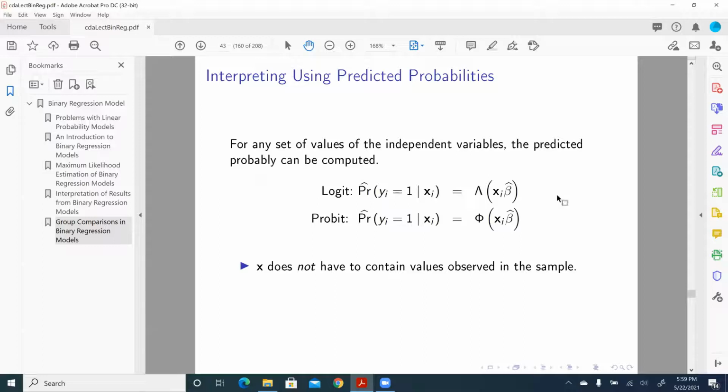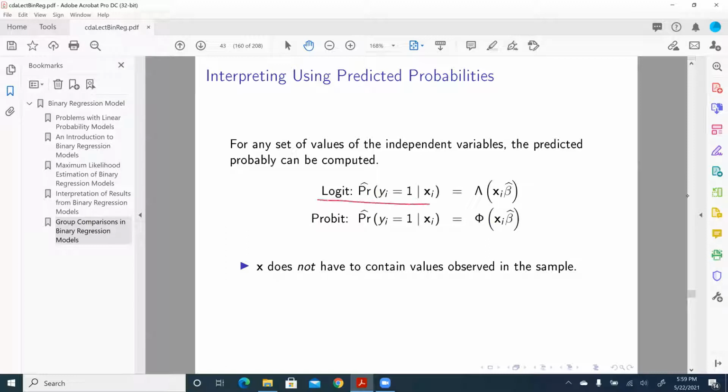Okay. Next major statistic we use for interpretation is predictive probabilities. So for any set of values of the independent variables, the predictive probabilities can be computed.